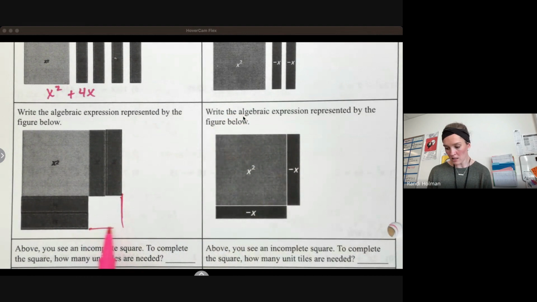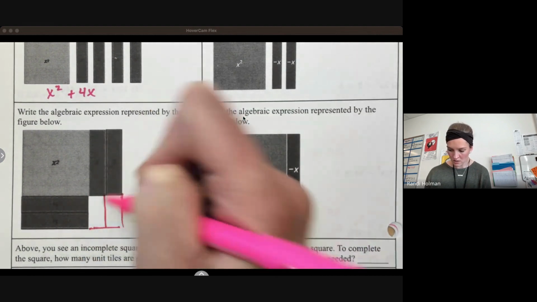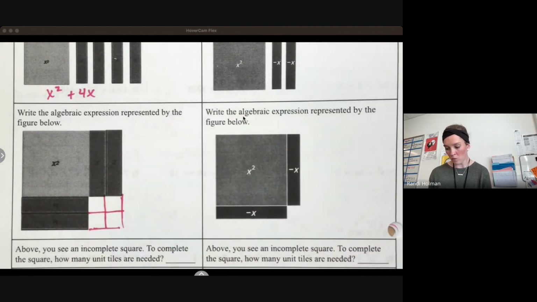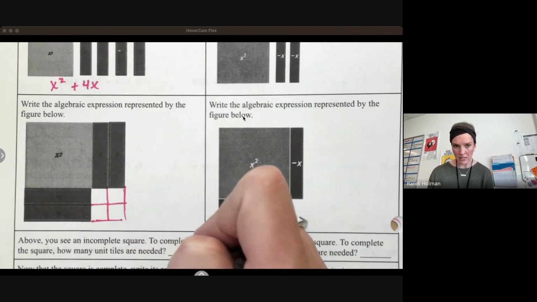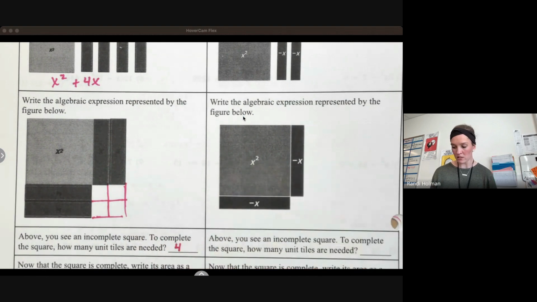So if I fill in this little chunk, we can say how many ones unit tiles do we need to fill in that square? Well, we need 4 of those unit tiles. So now that's a complete square. We had a square with a hole in it, and now we have made the square into a whole square.